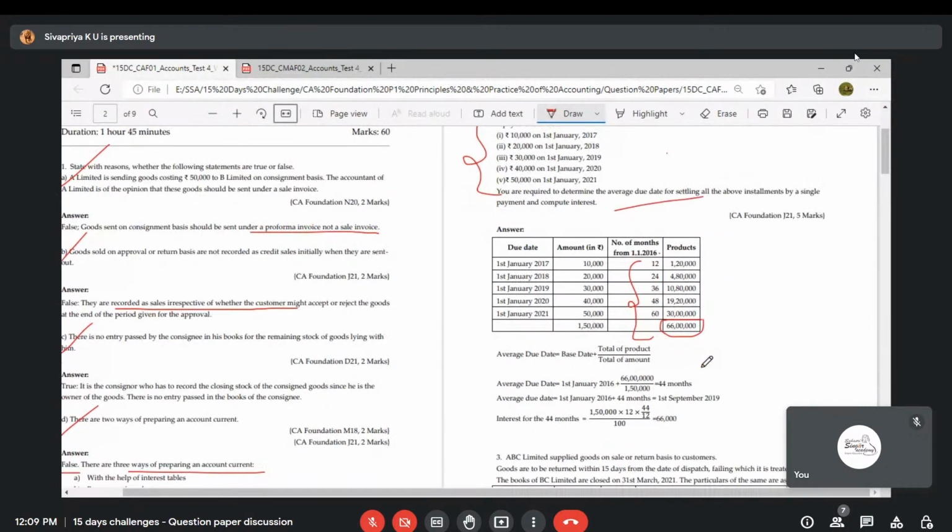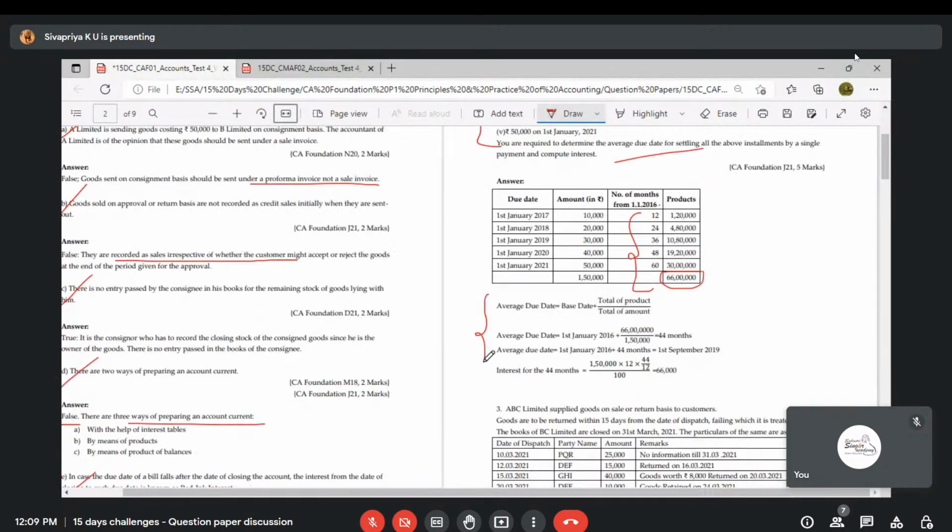And normally, the same average due date formula. If we apply this, what do we take as the base date? 1/1/2016 is the base date. Total of the products divided by total of the amounts gives the average due date, and you have to calculate the interest for that period. 44 months is the answer. So the interest for 44 months is 66,000.